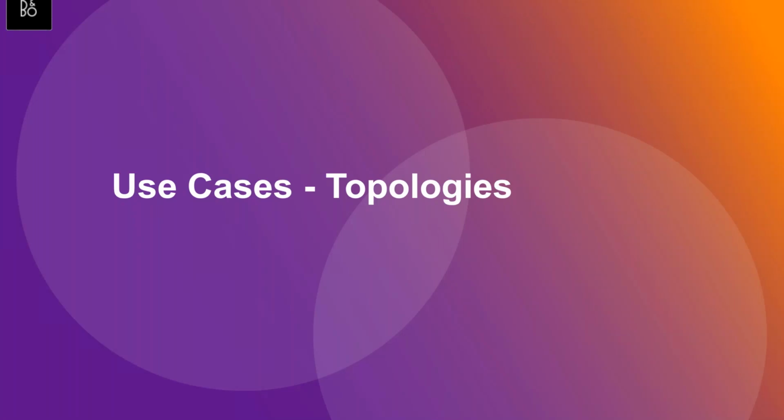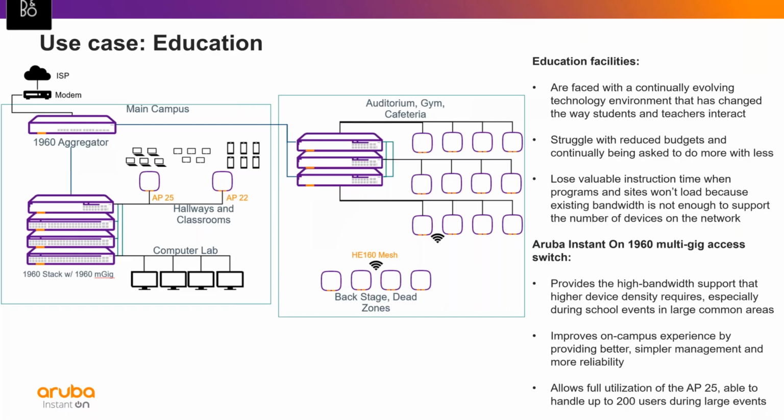So let's take a look at some of the use cases and topologies and where you're likely to see the 1960s. So keep in mind, you can kind of see this by the port counts, right? And being able to have 4 in a stack, that we kind of get beyond that 100 user space, right, for a small business. So now this really moves us up more into the medium business space.